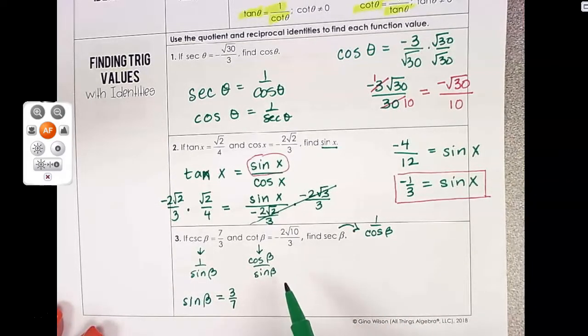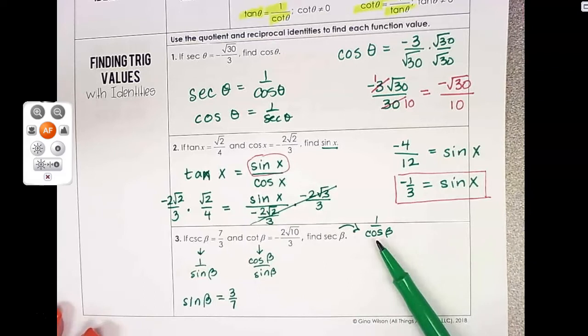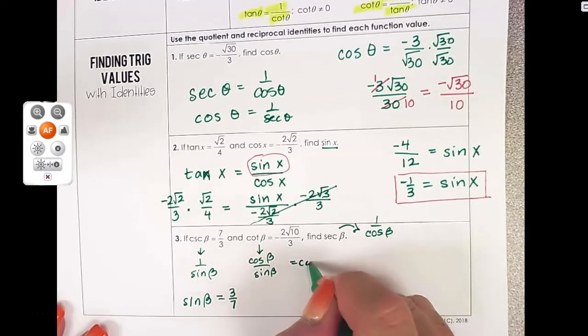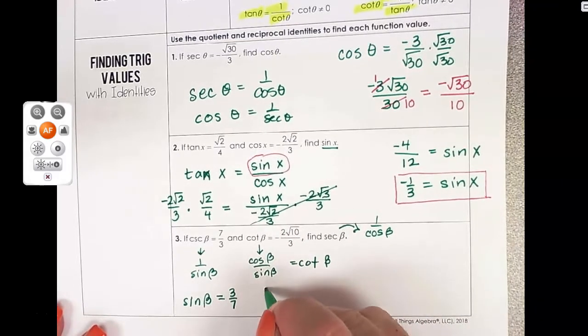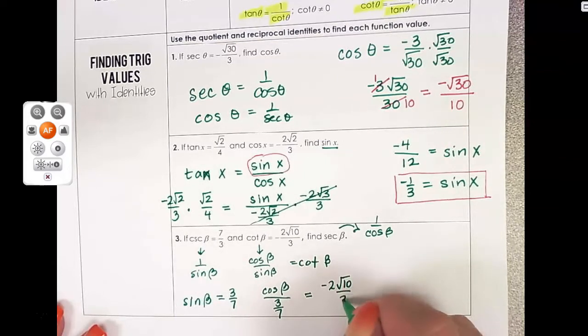I am going to go ahead and write an equation where I set the cotangent equal to cosine over sine, and that's going to help me know what cosine is, and then I'll be able to find my secant. So this is my formula right here, and then I'll start plugging stuff in. So cosine is unknown, the sine is 3/7, and the cotangent is this expression, -2 radical 10 over 3.